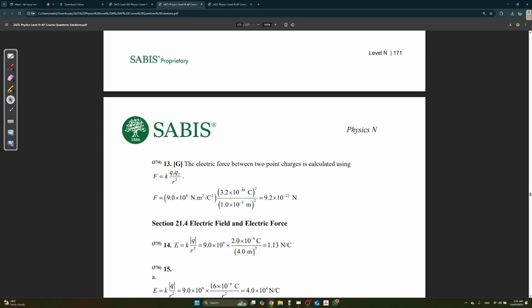So 3.2 times 10 to the negative 19 times 3.2 times 10 to the negative 19, because Q1, Q2, since they're the same charge, it's just squared. That's why they just put square. Over the distance between them, since 1 millimeter, that means 1 times 10 to the power of negative 3, and then all squared. You get this.